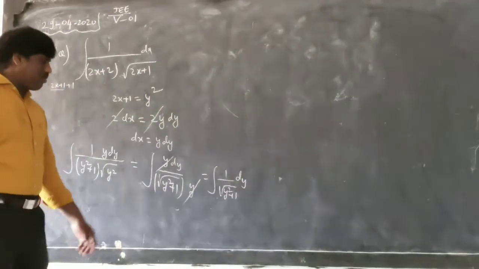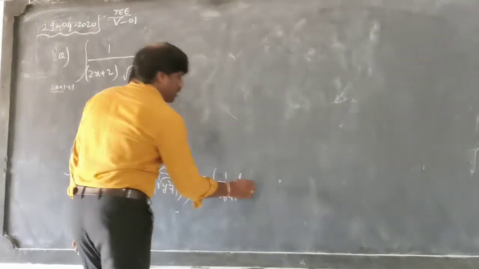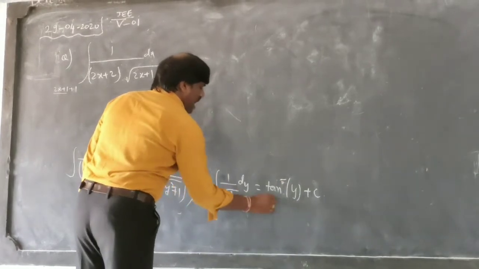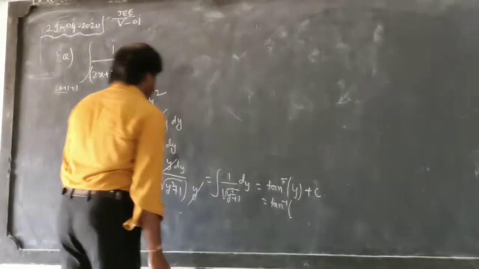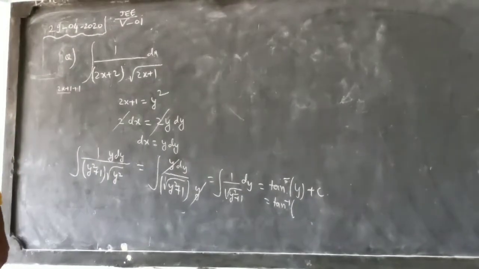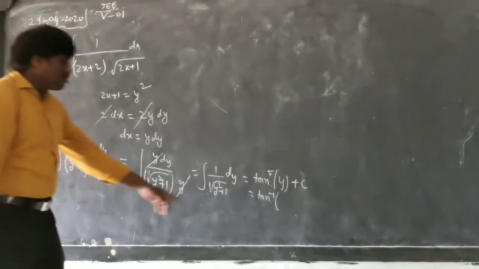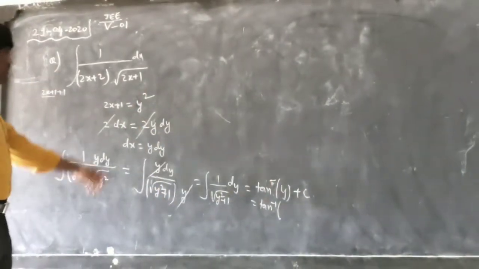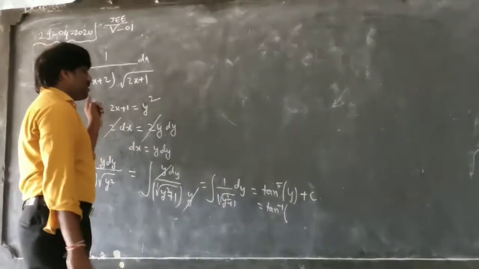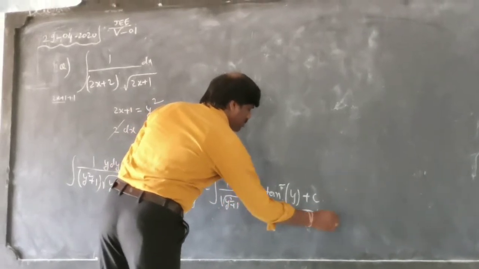Now you know the formula for 1 upon x square plus a square, already I have given you. So this will be tan inverse y plus c as your answer. What is the y value? We suppose y is under root of 2x plus 1. So the answer is tan inverse of under root of 2x plus 1, plus c.